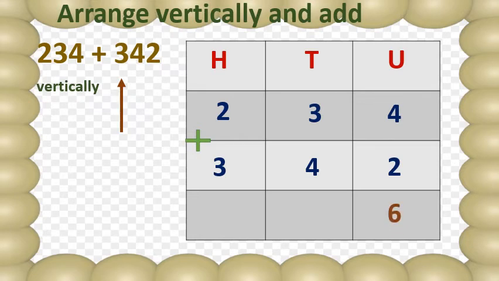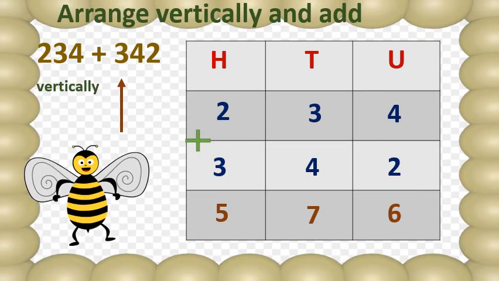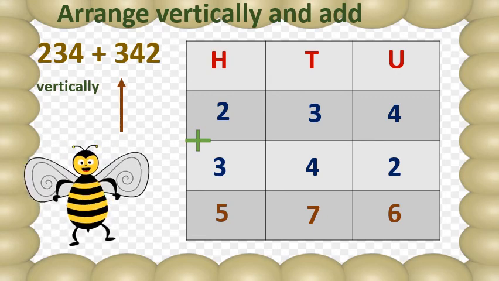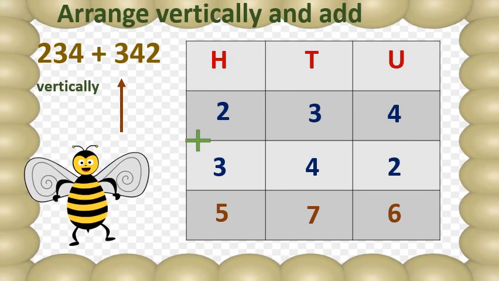4 plus 2 is 6. 3 plus 4 is 7. 2 plus 3 is 5. Got this, children? This is known as arrangement in vertical position. Okay? Wow! Friends, you now know how to write the numbers in vertical arrangement.